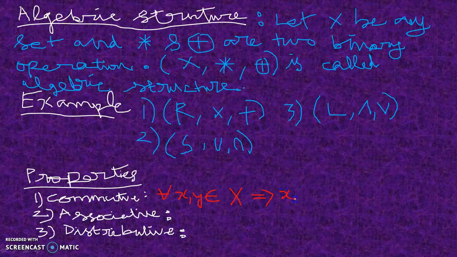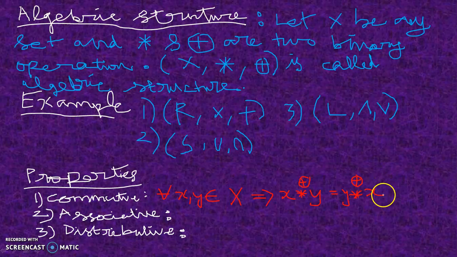x binary operation y equals y binary operation acted upon x. So this is true for all x, y belonging to X, if this star is a binary operation acting on the set of elements of X, then this is always true. And in this particular case, if you take this example, I can take this also: round plus is also true. Round plus is also always true.